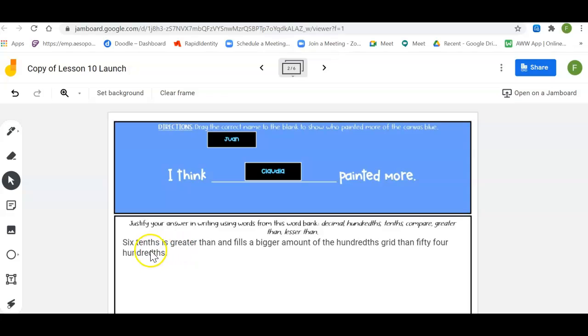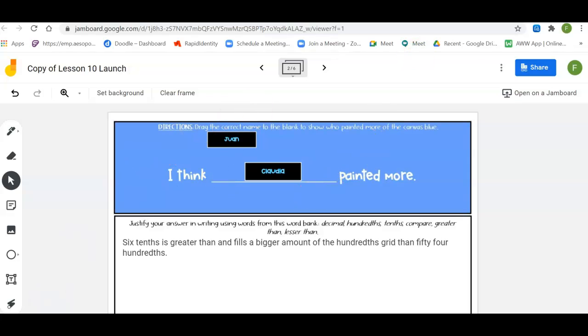So one thing that you could have written is that for Claudia, 6/10 is greater than and fills a bigger amount of the hundreds grid than 54/100. So 6/10 is greater than 54/100.